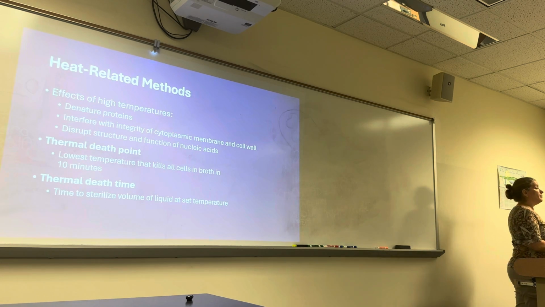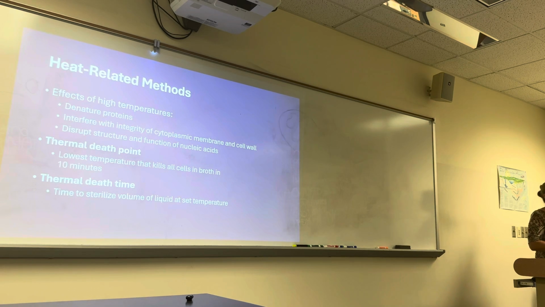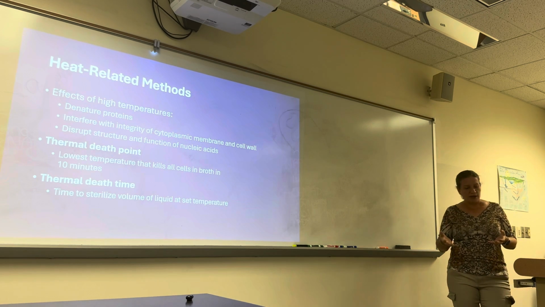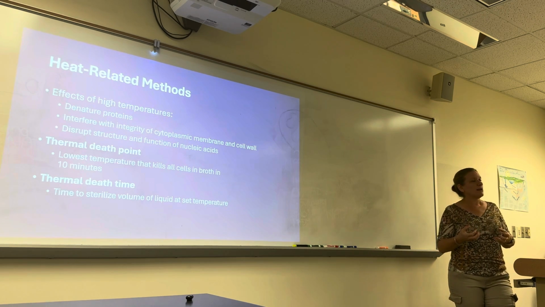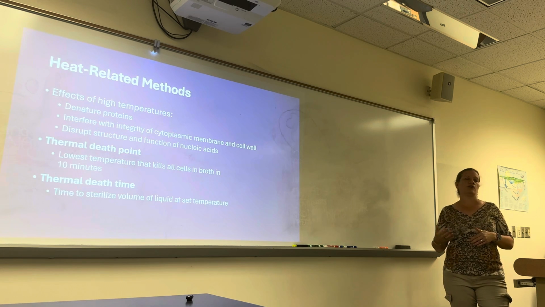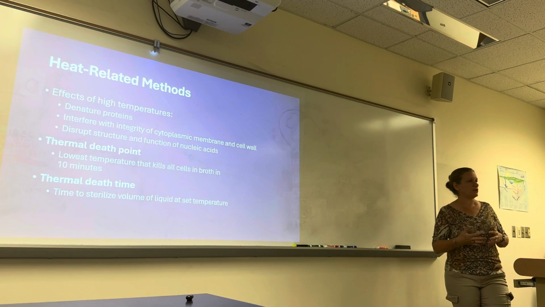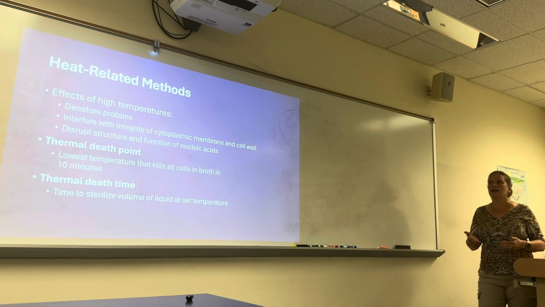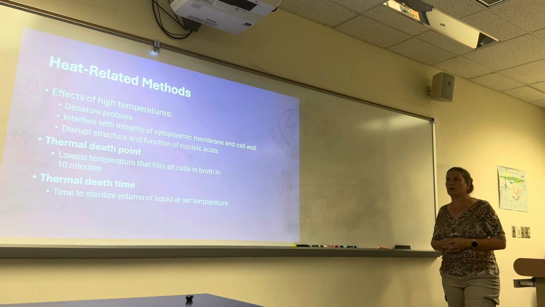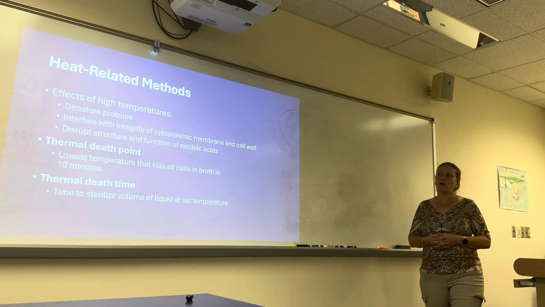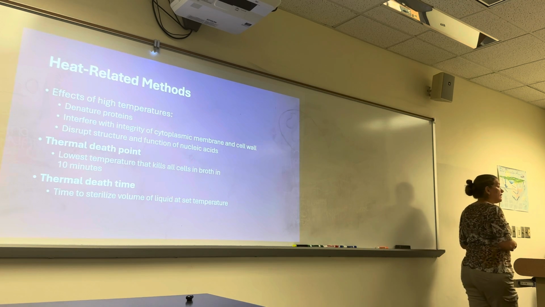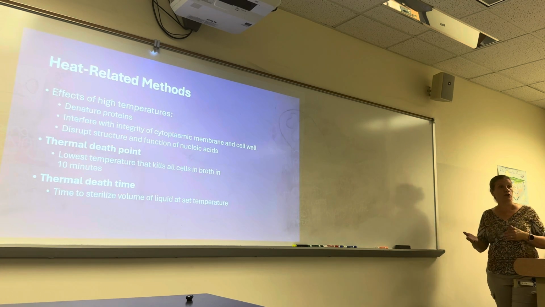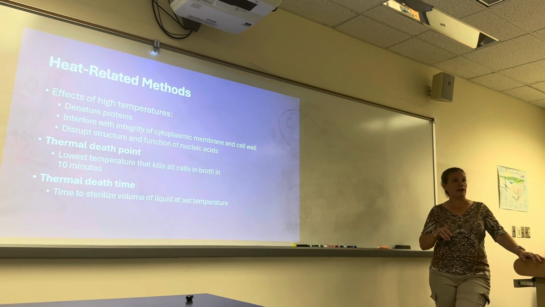Most membranes have some mechanism to stabilize the membrane as temperatures rise, but if it gets too high, some membranes don't have the capability of being stable at very, very high temperatures. So it can destabilize your cell membranes and destroy that cell wall, as well as disrupt the structure and function of your nucleic acids, specifically the base pairing that occurs.